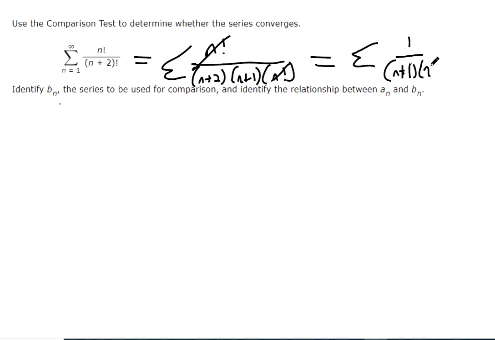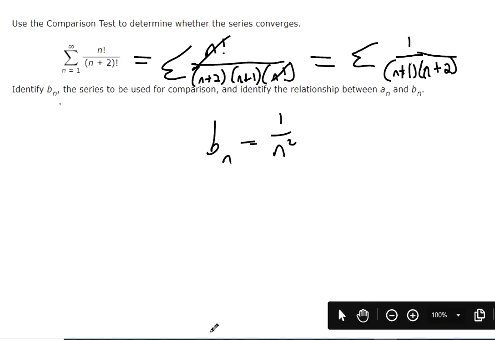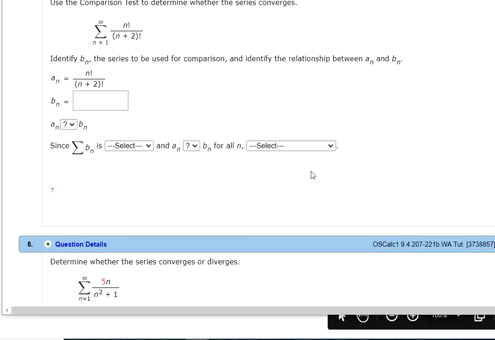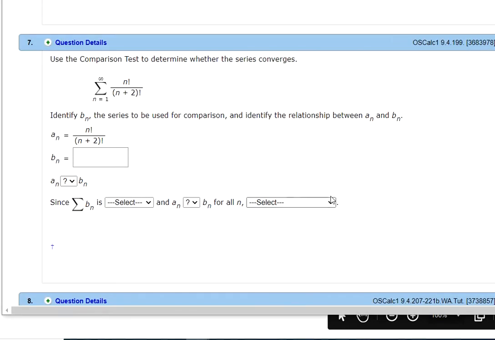And, oh, I did it out of order, n plus 2 on here. So the power in the denominator is n squared. So what WebAssign wants you to compare it to, b sub n, is going to be 1 over n squared. This is a p-series that we know is convergent, right? So we can work with that. So let's see, that's question 7 here.